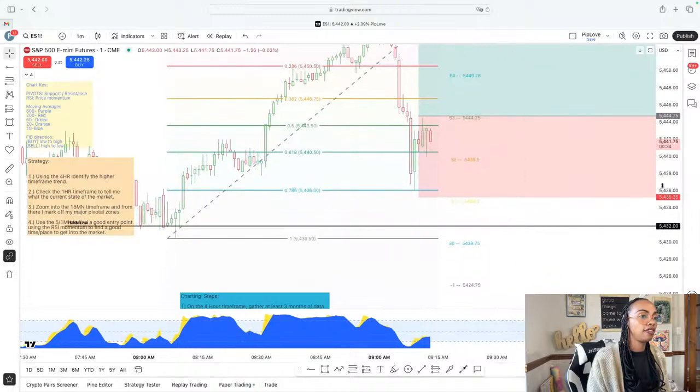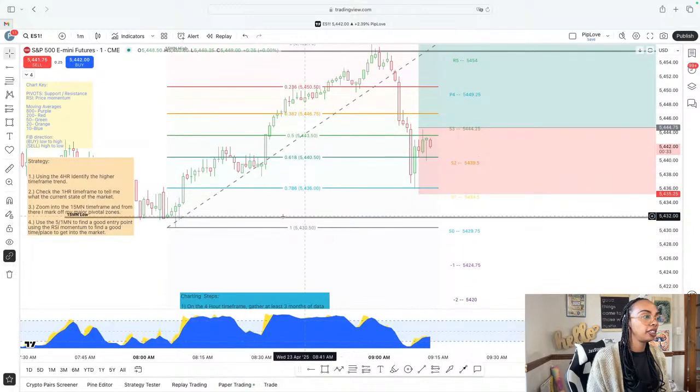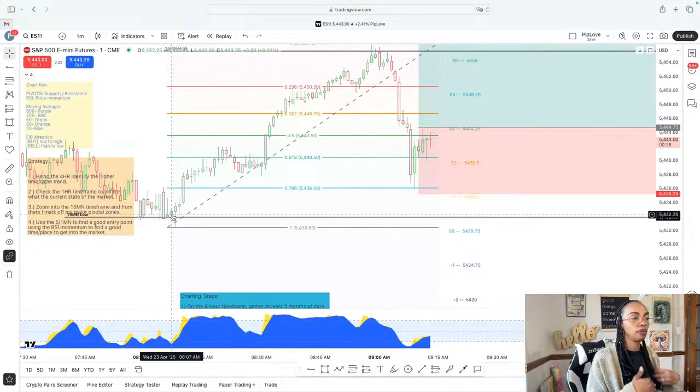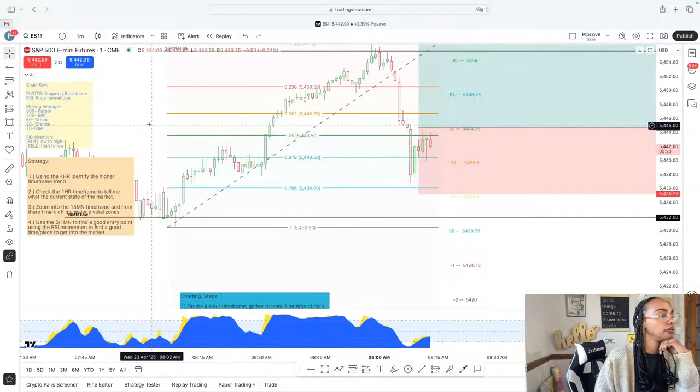Of course, if price does what? If it breaks below this low point here, our fib is invalidated. We're no longer looking for buys. Price would be making lower lows on higher time frames, so we would be looking for sells.